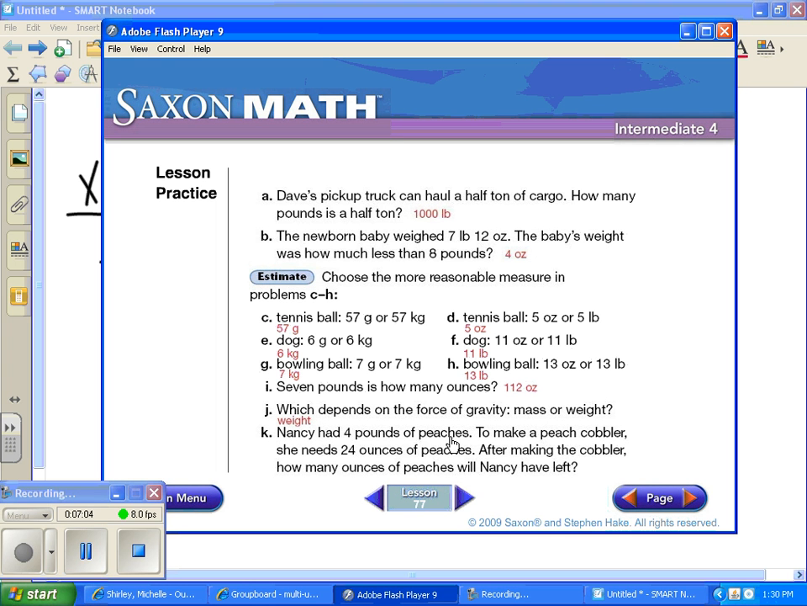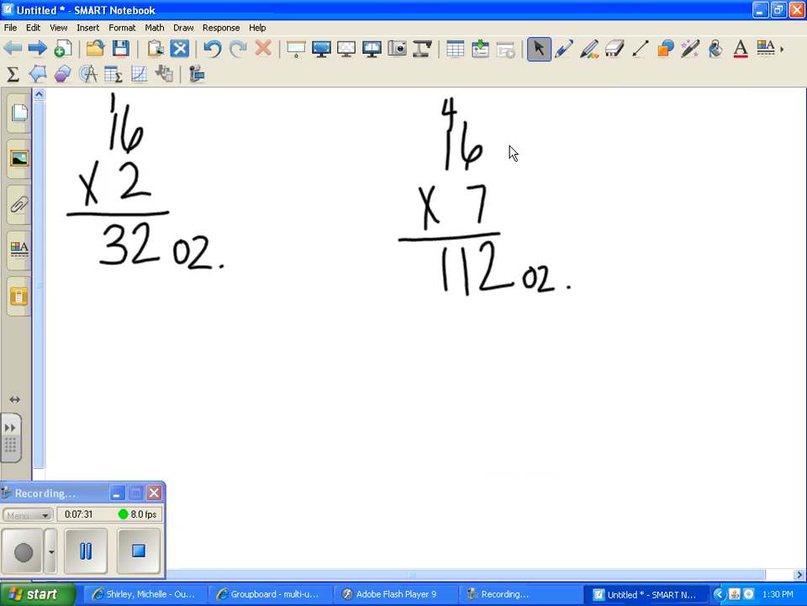Nancy had 4 pounds of peaches. Okay, now remember, there are 16 ounces in 1 pound. Keep that in mind. To make a peach cobbler, she needs 24 ounces of peaches. And after making the cobbler, how many ounces of peaches will Nancy have left? To begin with, we've got to convert 4 pounds and figure out how many ounces that is. So if 1 pound is 16, let's figure out how many are in 4 pounds.